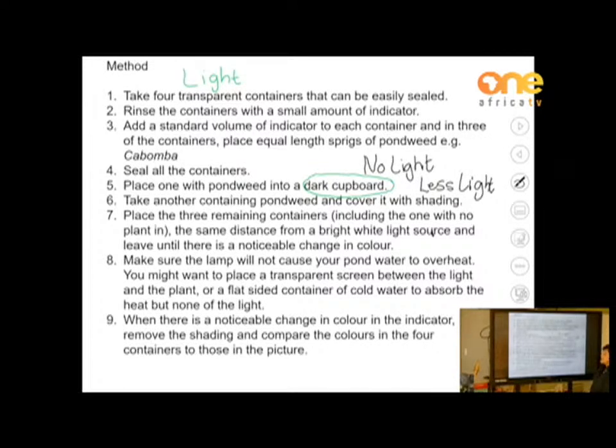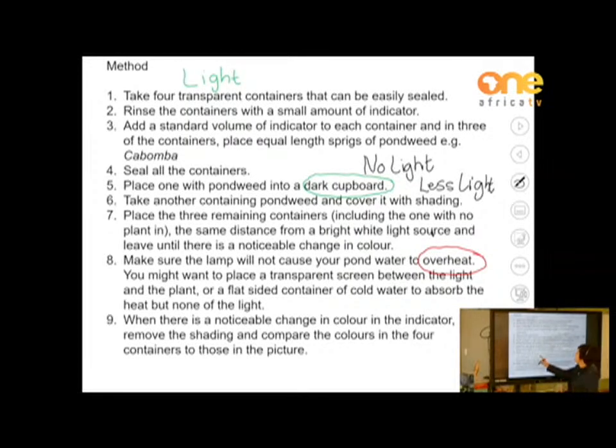Make sure, as a precaution, that the lamp will not cause your pondweed to overheat. If we have overheating of our pondweed, what will happen? The process of photosynthesis will stop, due to the inappropriate temperature that will denature the enzymes. What is the function of enzymes? To catalyze the metabolic processes.